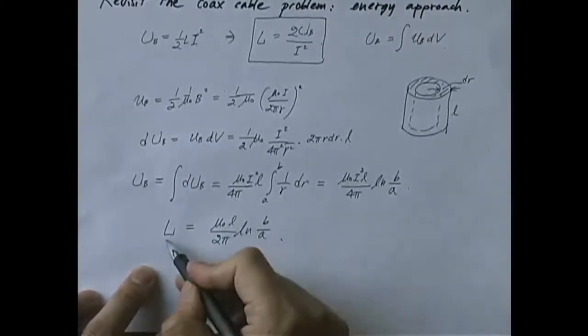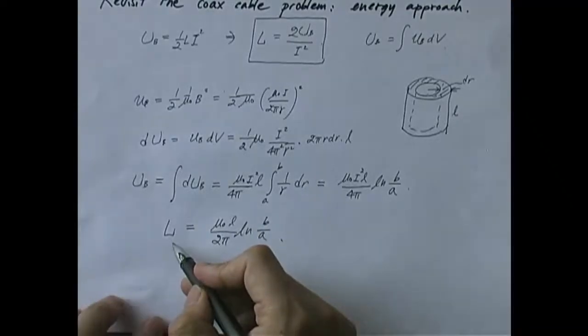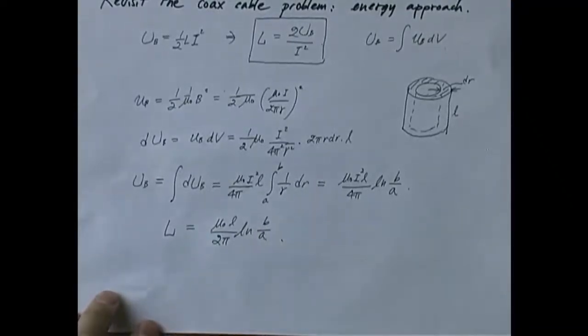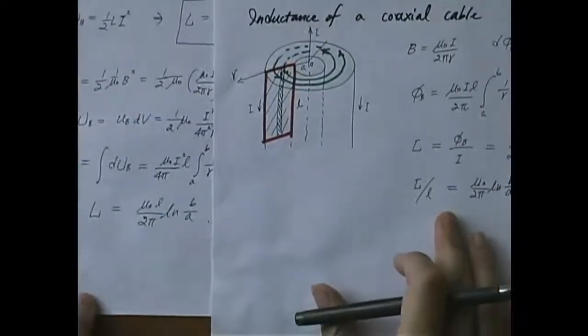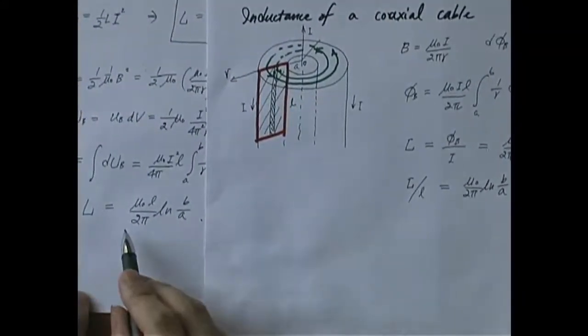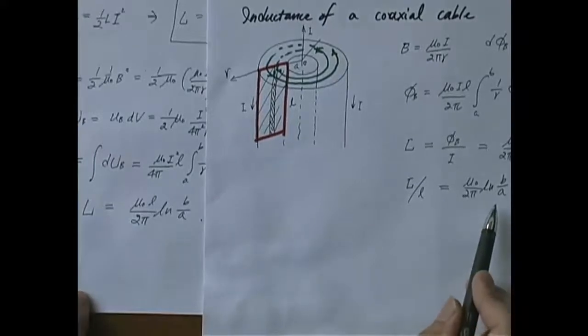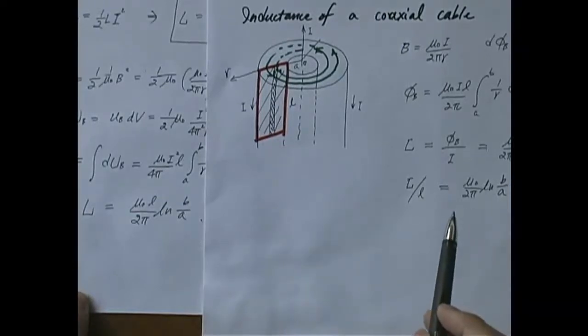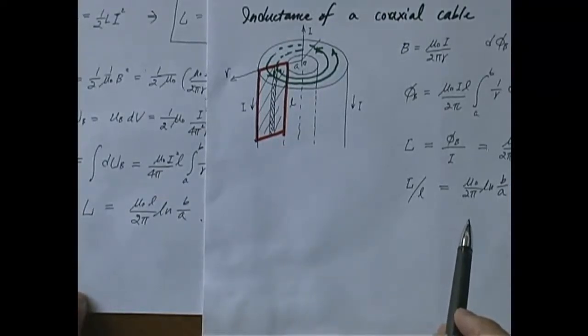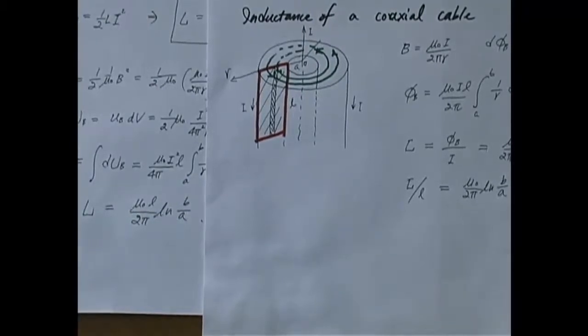You can move that L over here. You get the inductance per unit length. So you can compare with the expression we got before. See, here's our energy approach, and here is our previous approach by calculating the flux directly. You see, exactly the same result. Okay, so you can use either method, either by calculating the magnetic energy or calculating the magnetic flux directly. Either way, you can find the self-inductance.